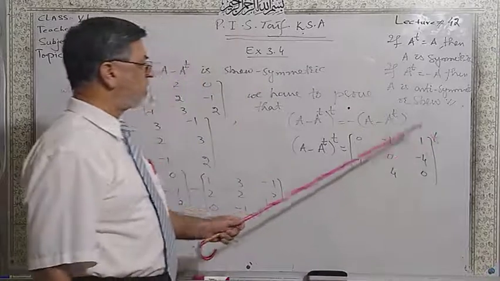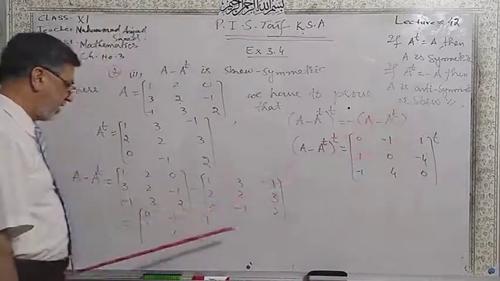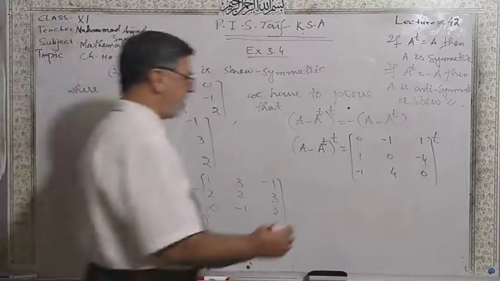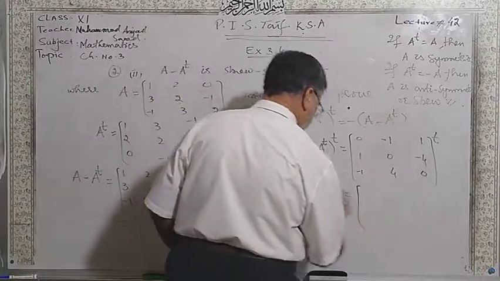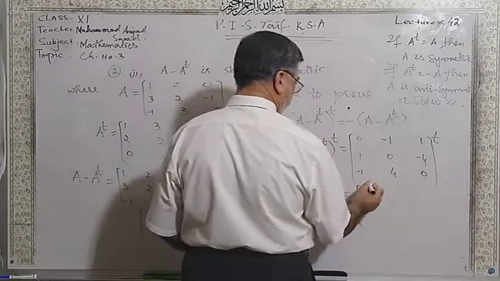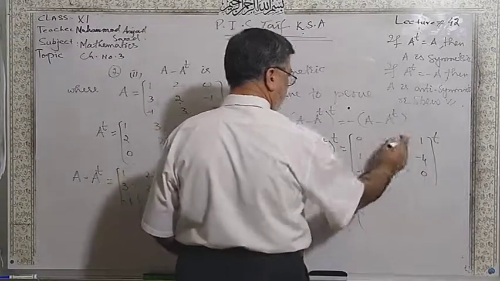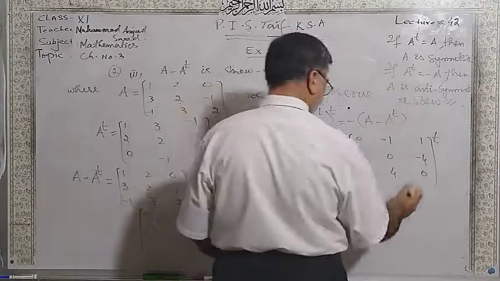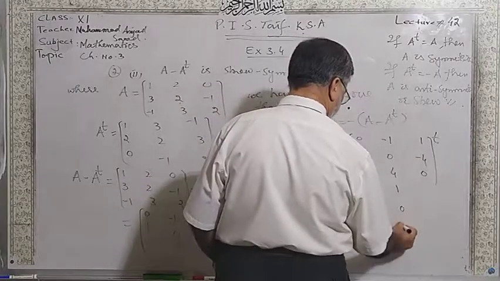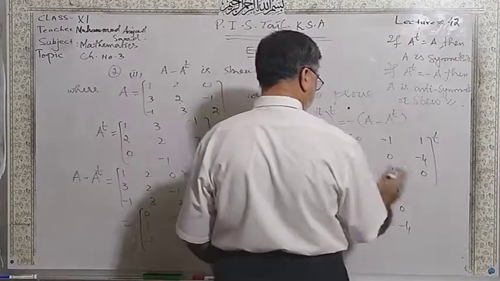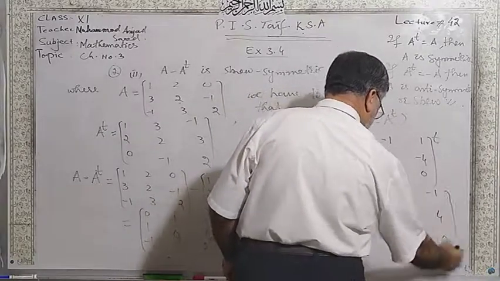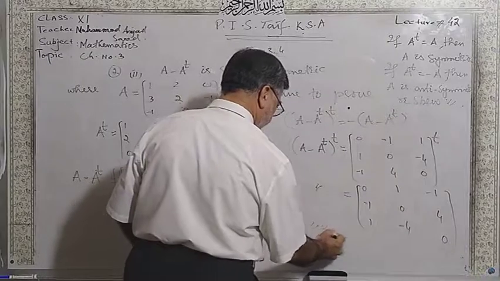Taking transpose on both sides, you will interchange rows into columns. First row becomes first column, 0, minus 1, and 1. Second row becomes second column, 1, 0 and minus 4. Third row becomes third column, minus 1, 4, 0.